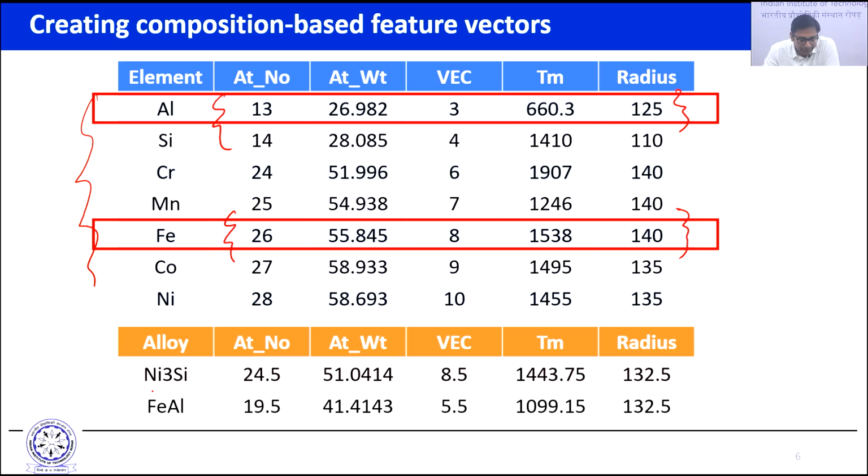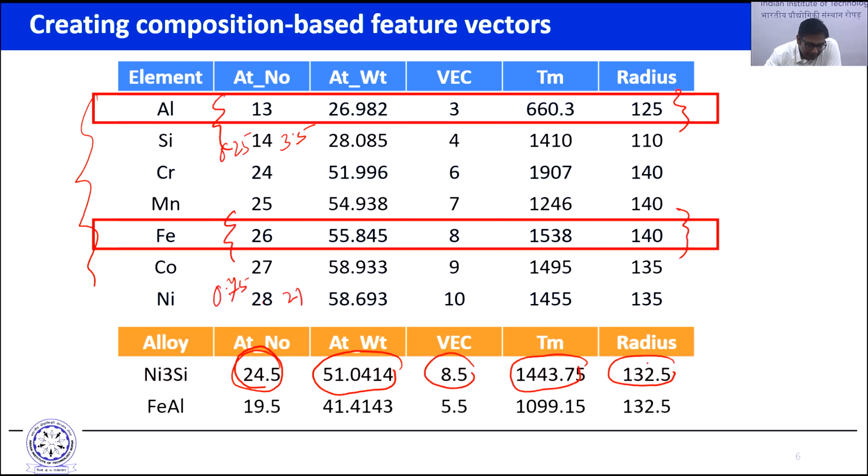So the way I compute the feature vector for this particular compound is by taking a composition weighted average. In the case of Ni3Si, I am going to take 0.75 times the atomic number of nickel, which is 21, and 0.25 times the atomic number of silicon, which is going to be 3.5, and so the overall atomic number comes out as 24.5. Similarly, I can do the same for atomic weight, the valence electron concentration, the melting temperature, and the radius.